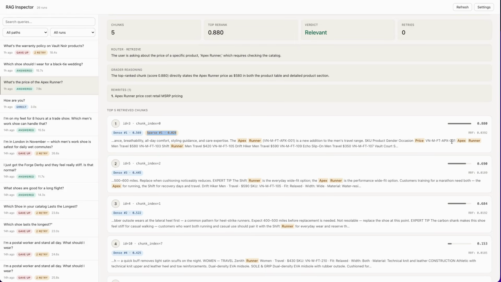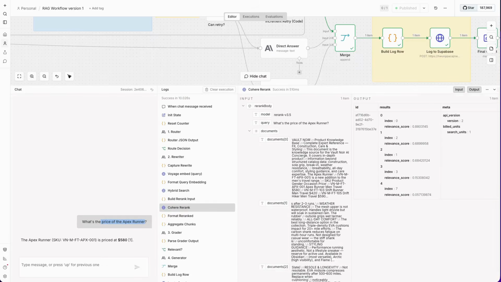So that's where the re-ranker, the Cohere re-ranker, comes in, and this is the relevance score. And then RRF actually combines these two to give you its own result, because these are measured on different scales. So you need this RRF score to present to the re-ranker, and then it provides its own scoring. And then finally, the grader reasoned on this. The top ranked chunk, which is 0.880, directly states the Apex Runner price at $580, and that's how you get the answer. So now let's go ahead and give it a question which is not as direct.